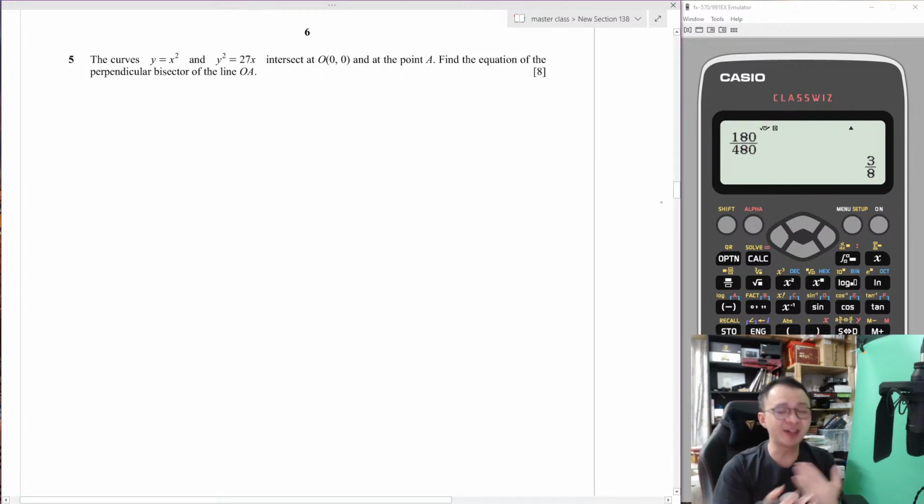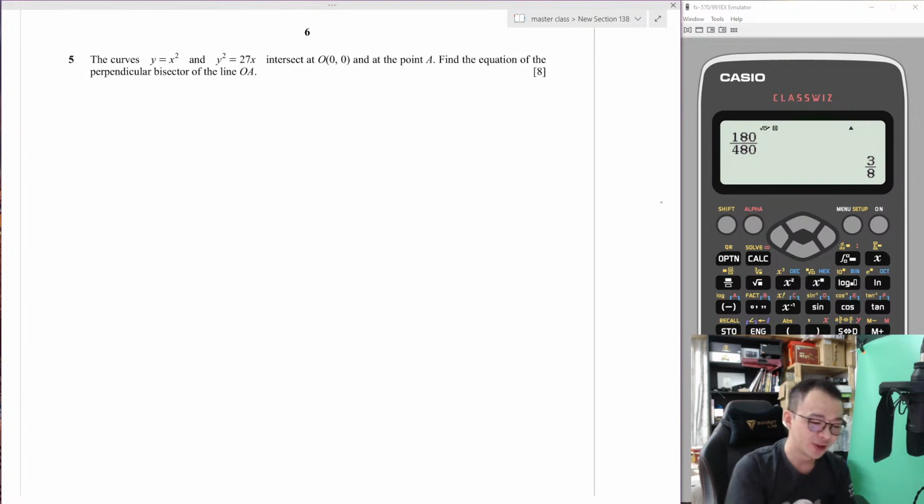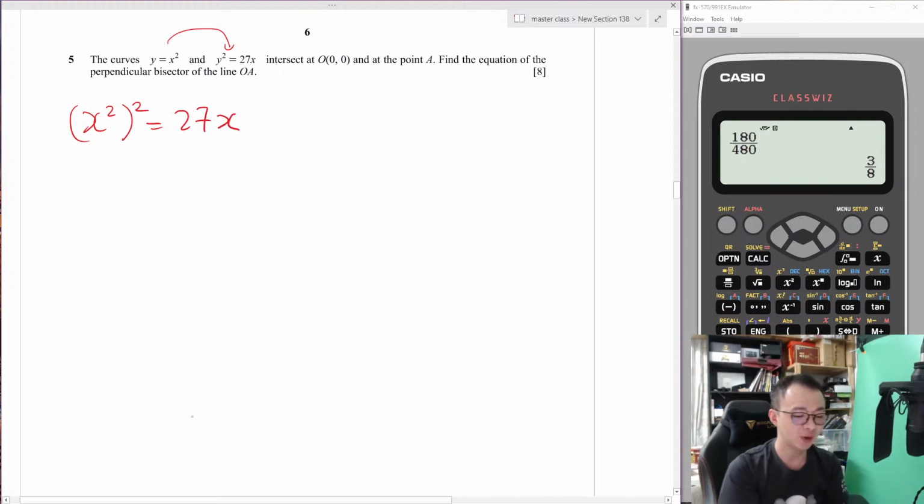The easiest way to find the intersection point is we just do the simultaneous. We just sub the y1 into the y2. So I will just sub this equation into here. Okay, x squared equals 27x. Why is it x squared? Because my y is x squared, and then I sub the y into the y. So this is x power 4 equals 27x.